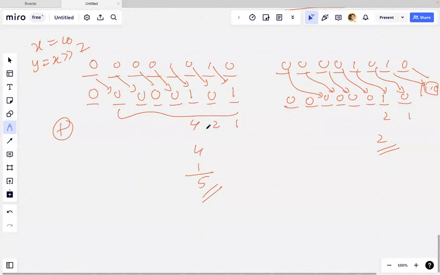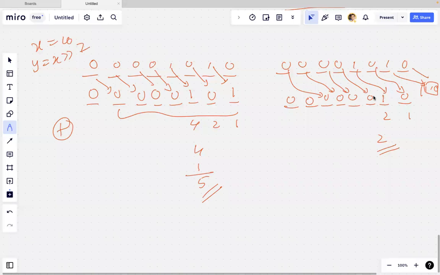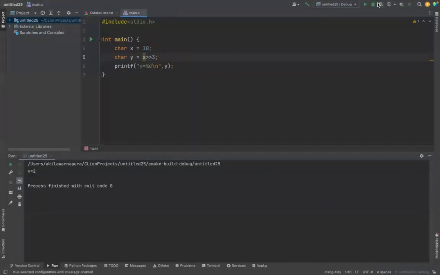Okay, try to right shift by 3 bits. If it is 3 bits, what happens? This one goes here. Answer is 1. The rest are all out of bound. The answer should be 1.